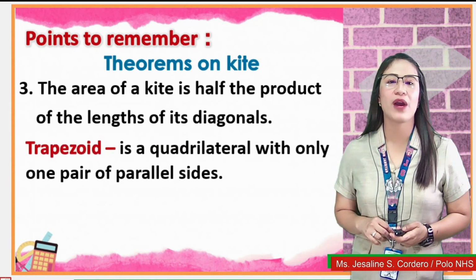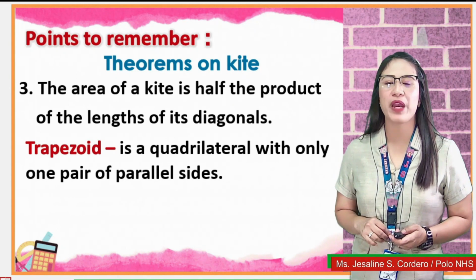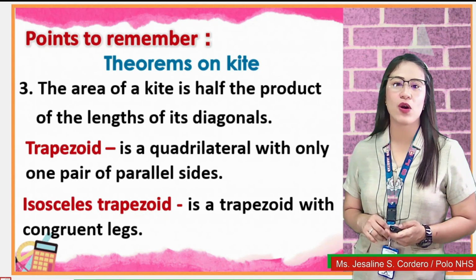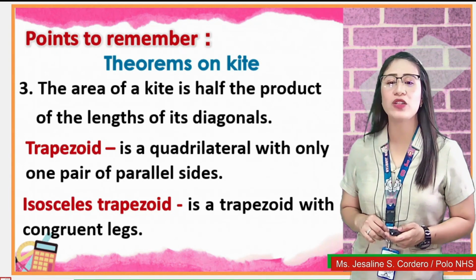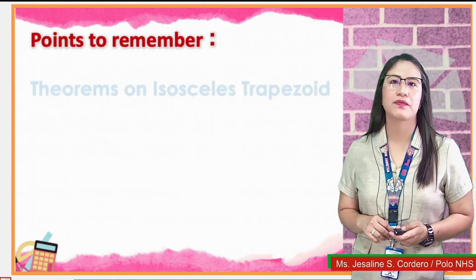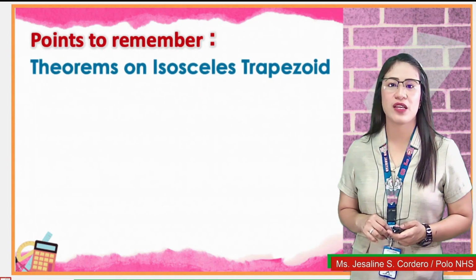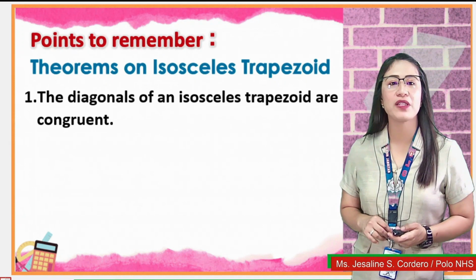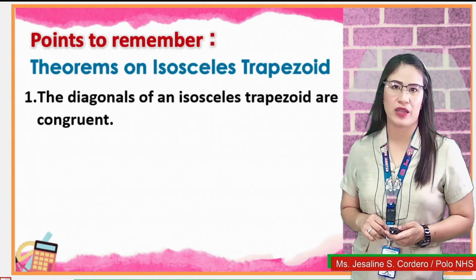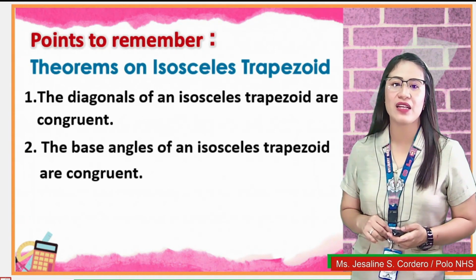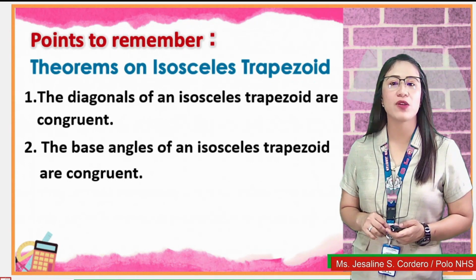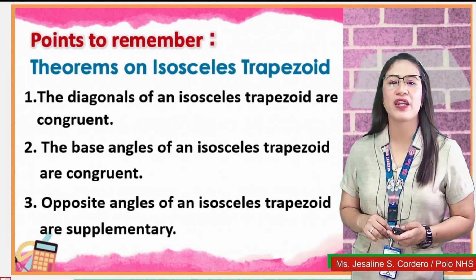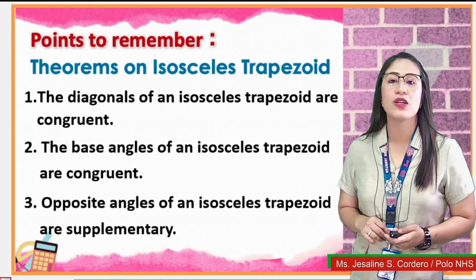Trapezoid is a quadrilateral with one pair of parallel sides. Isosceles trapezoid is a trapezoid with congruent legs. Theorems on isosceles trapezoid. The diagonals of an isosceles trapezoid are congruent. The base angles of an isosceles trapezoid are congruent. Opposite angles of an isosceles trapezoid are supplementary.